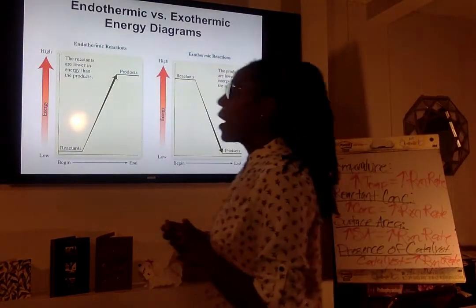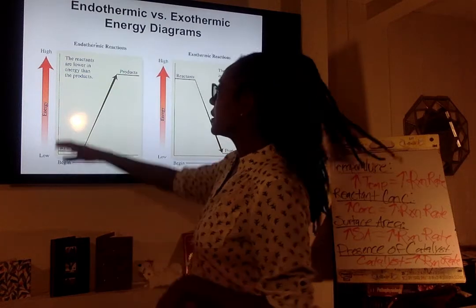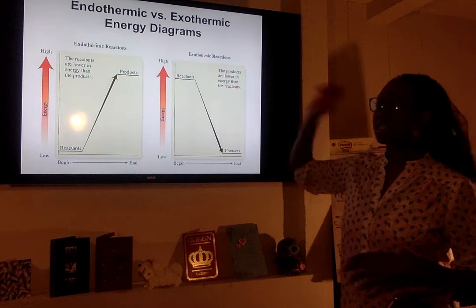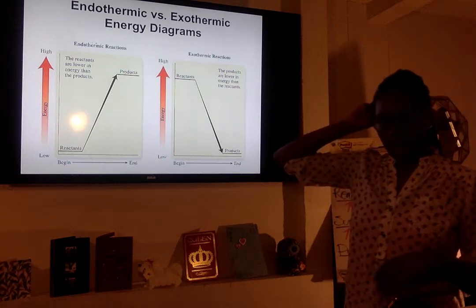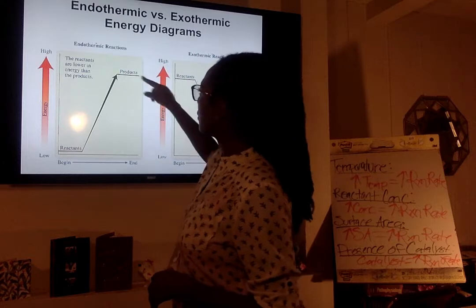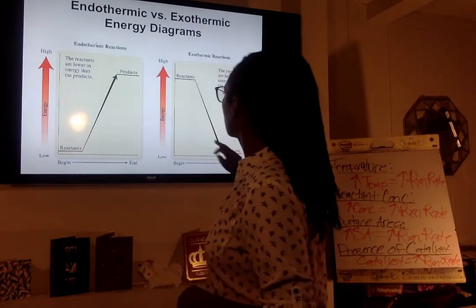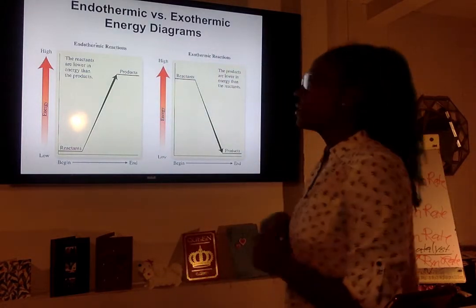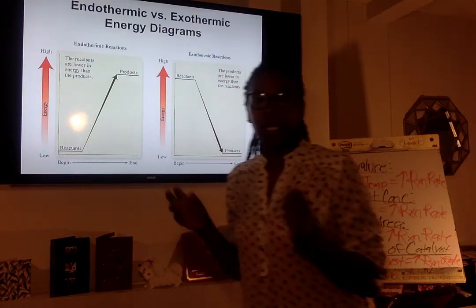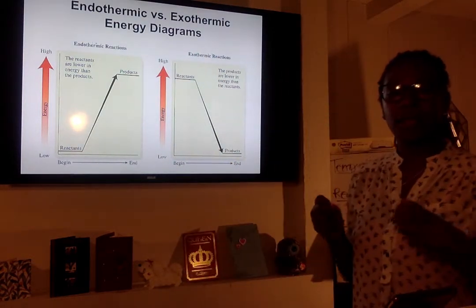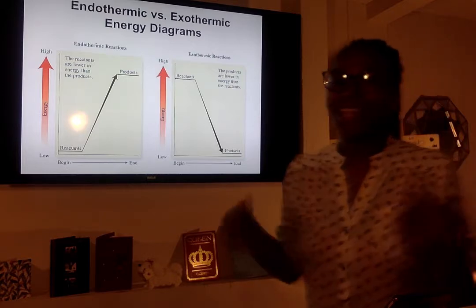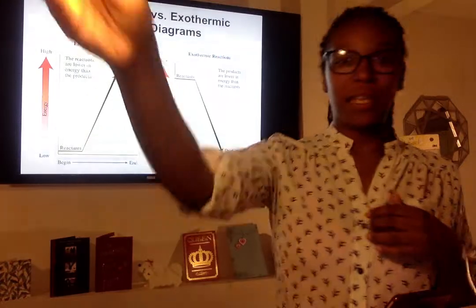So when you have an endothermic, this is the graph for the endothermic. You're going to have to know what these look like. That's all I would want you to know for this section, is just know that this is the chart for endothermic and this is the graph for exothermic. So in endothermic, well, what is endothermic? That heat is going indoors, right? So the heat is going indoors.